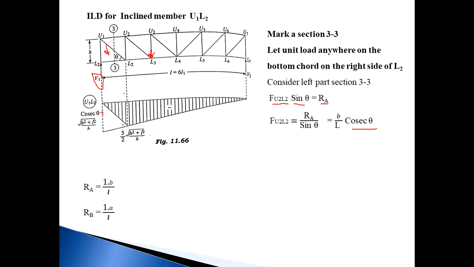Okay, so by using similar triangle properties you can find the ILD coordinate at point L2, and see here, away from origin, it becomes tension. So the tension side ILD is plotted on the bottom side. This is the ILD for U1 U2.